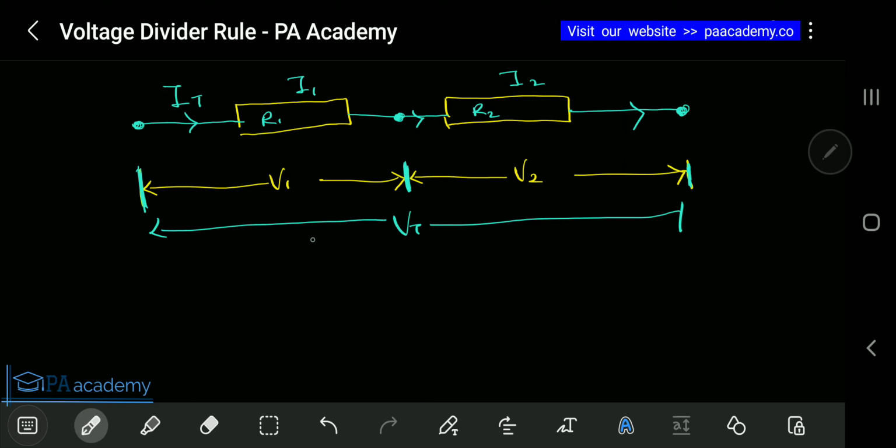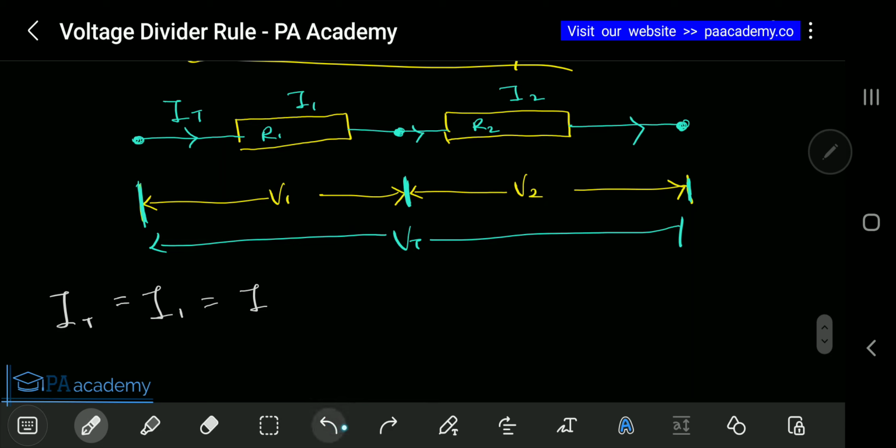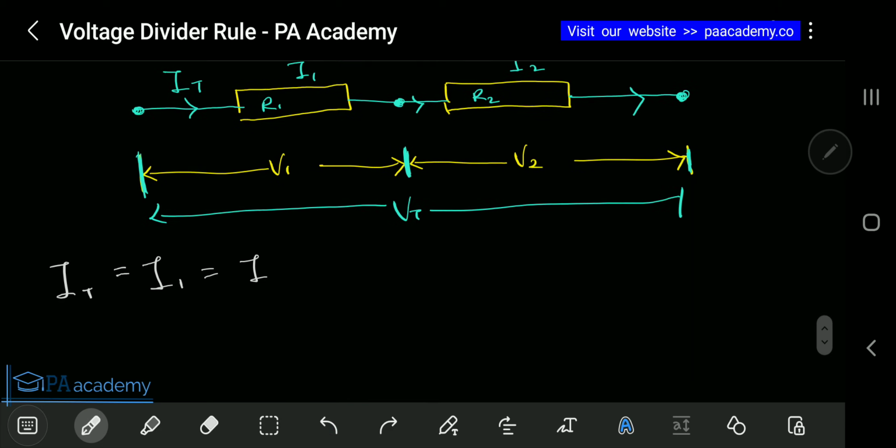So using this as an example, our I total, which is I subscript T, the total current, is the same thing as I1, and it's also the same thing as I2. That means if the current at this point is 5 amperes, the same 5 amperes is flowing through R1, and the same 5 amperes will be flowing through the second resistor. So that's what that means.